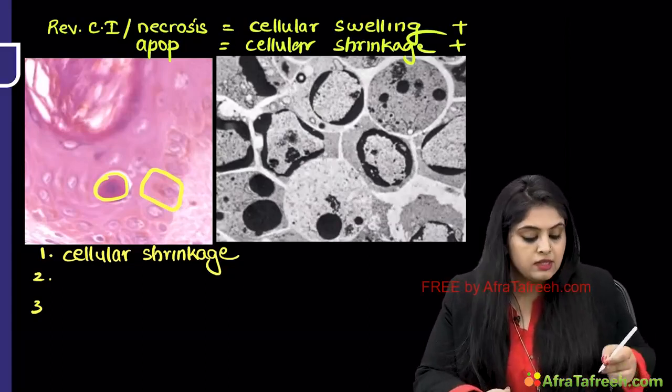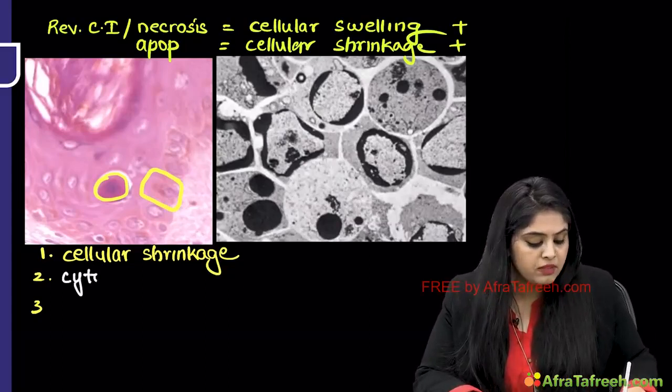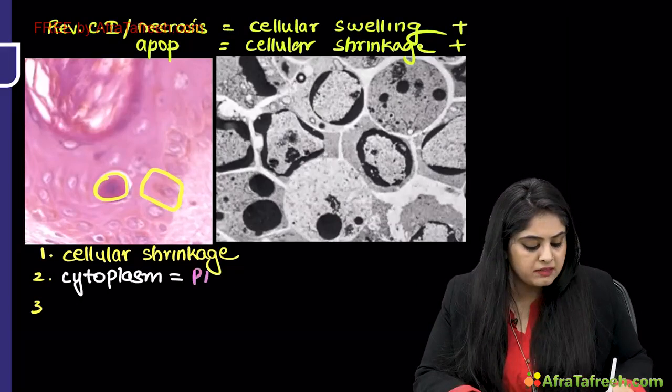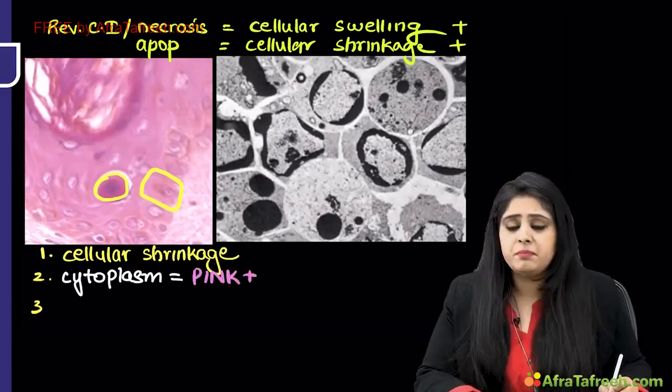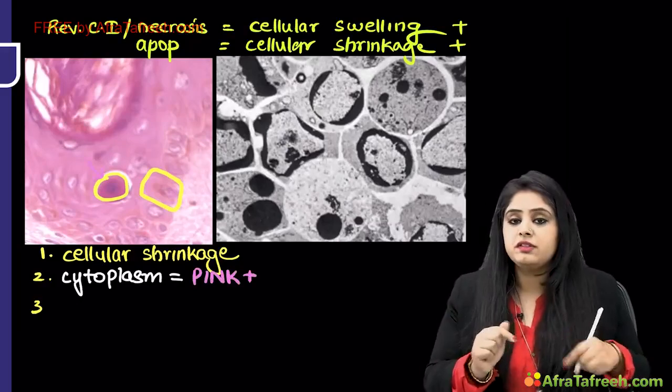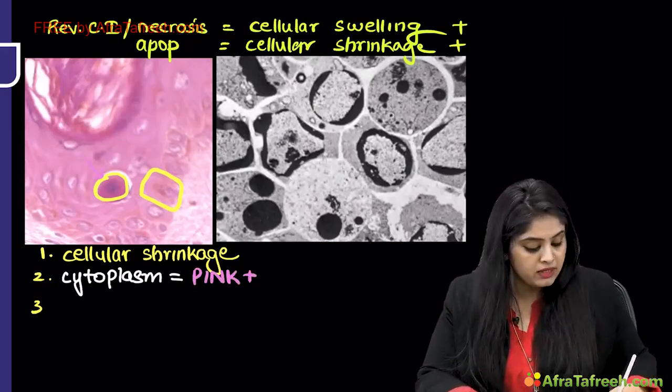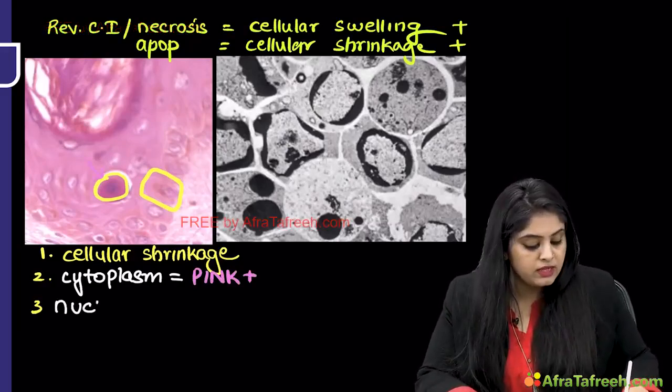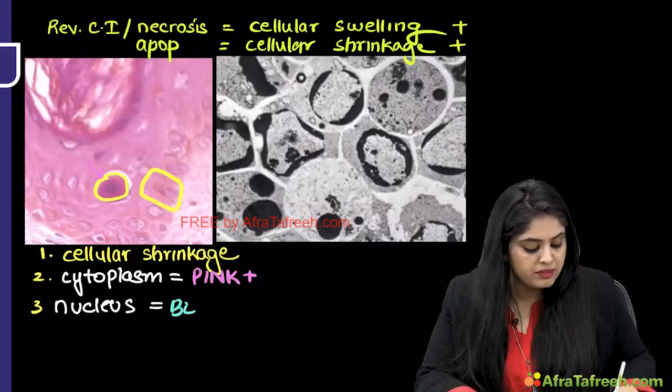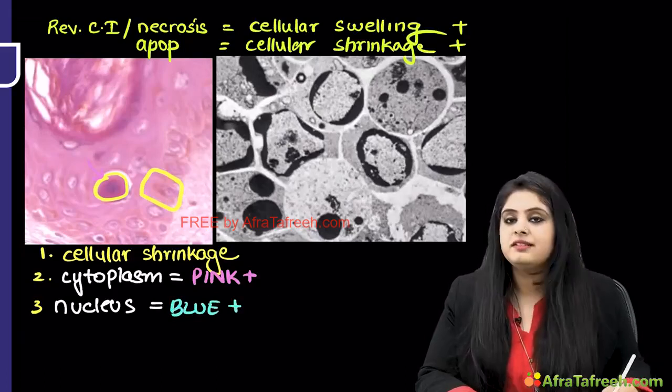Then look at the color. How is the cytoplasm looking? Obviously, look at the cytoplasm color. It's looking very, very pink in comparison to the surrounding. Look at the color of the nucleus. That is also looking very, very blue. It's become extremely blue. So why has that happened?